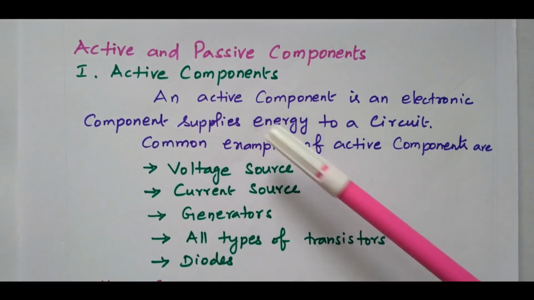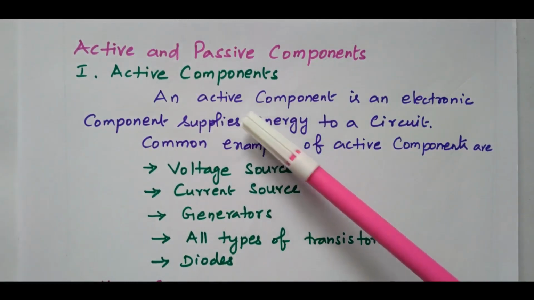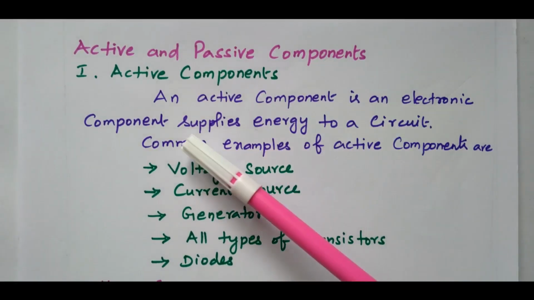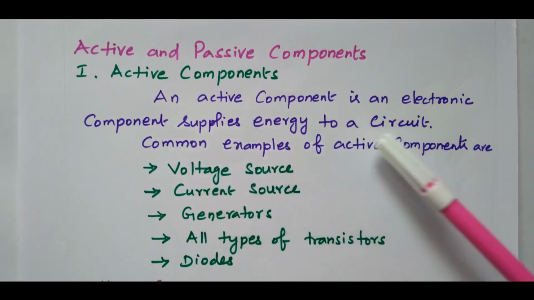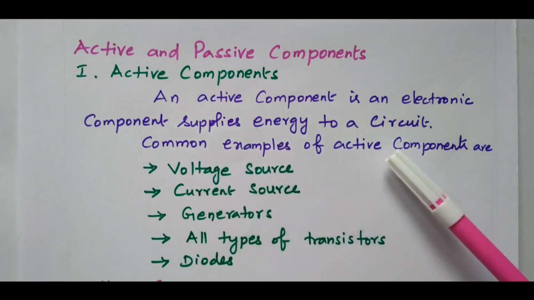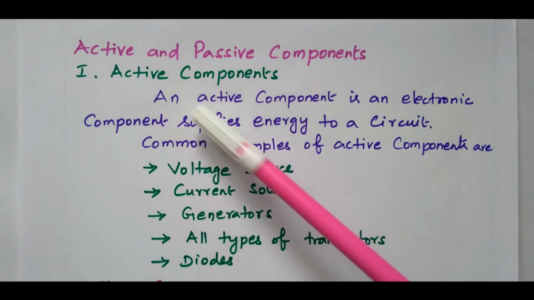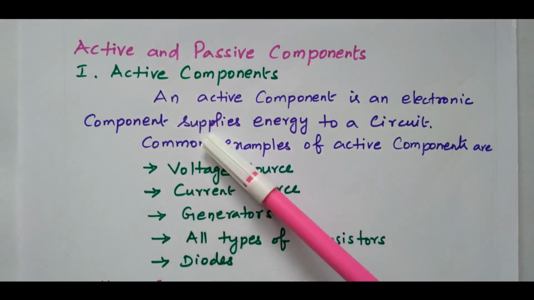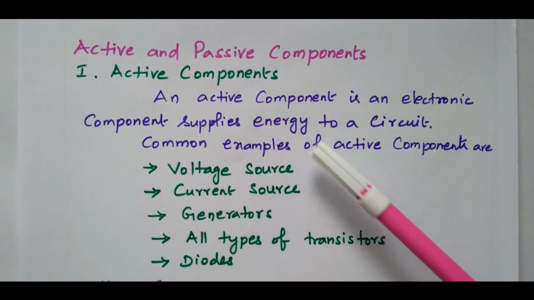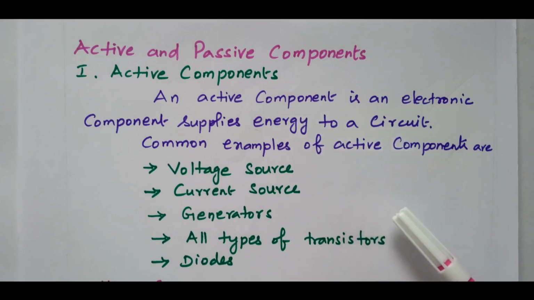First we'll see the active component. An active component is an electronic component that supplies energy to the circuit. Due to this it is called the active component. This energy is supplied to the circuit. That component is able to supply the energy to the circuit.